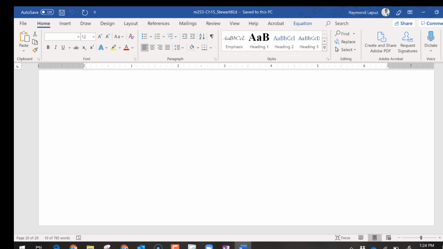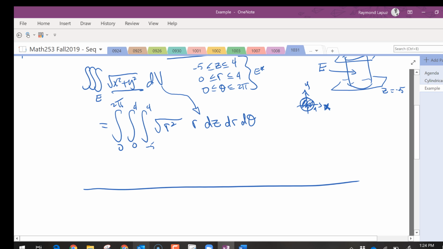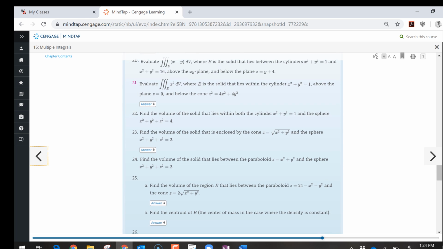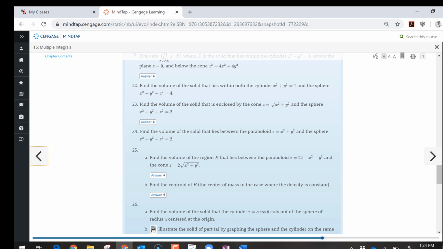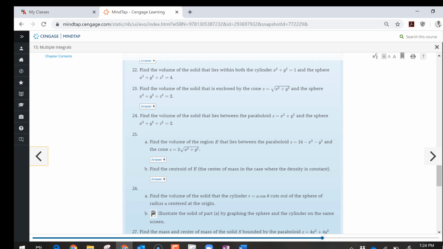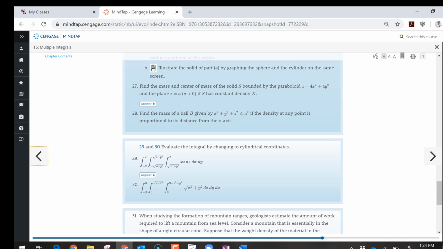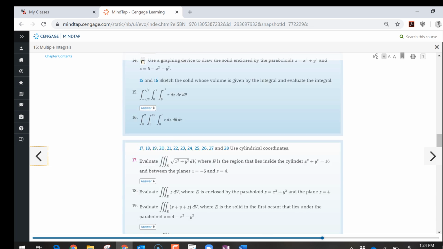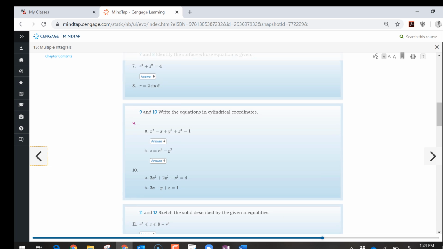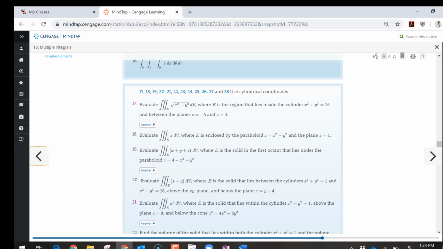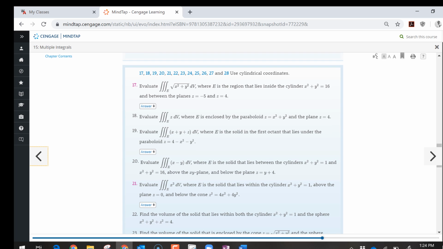Let's try to see if we can find another problem. Volume, volume, volume. There's no mass, center of mass business. Number 19 looks interesting. Let's take a look at that.